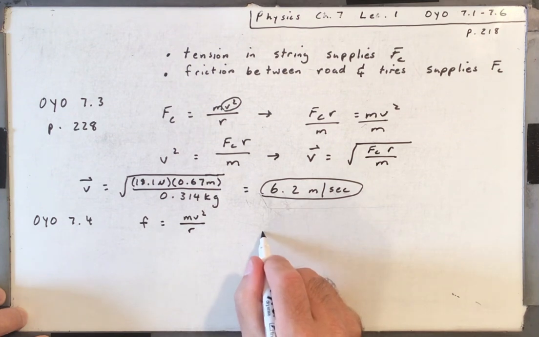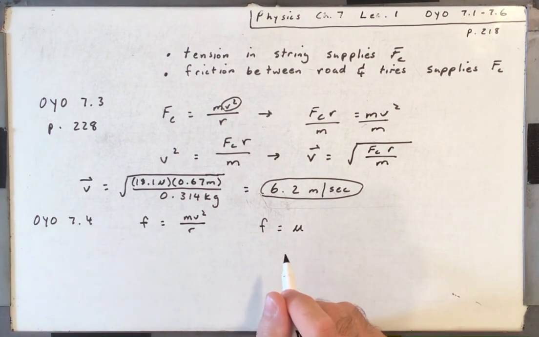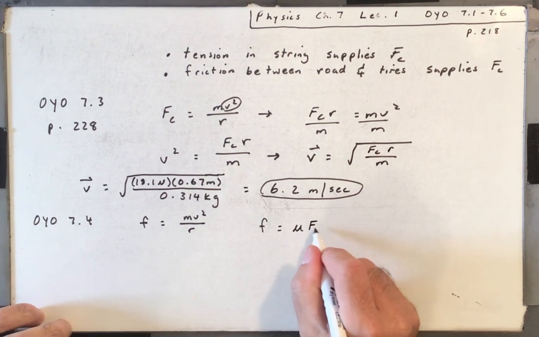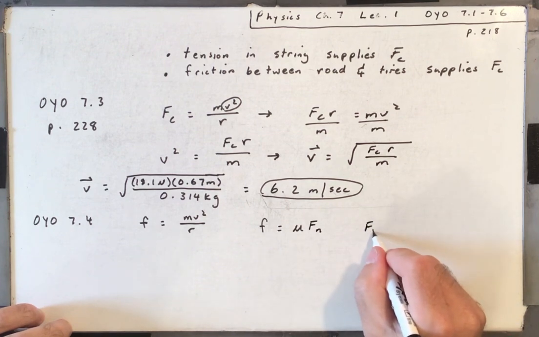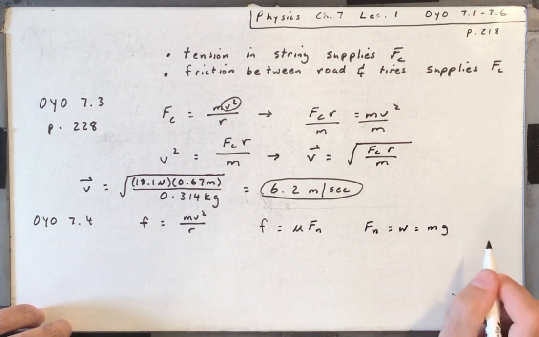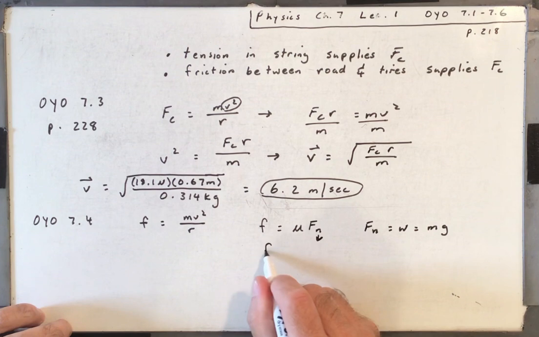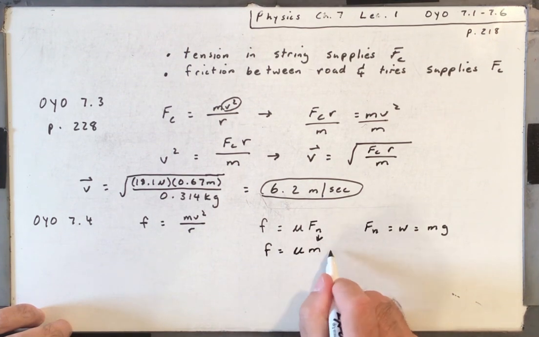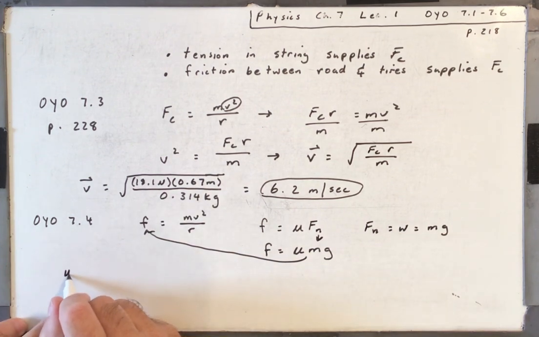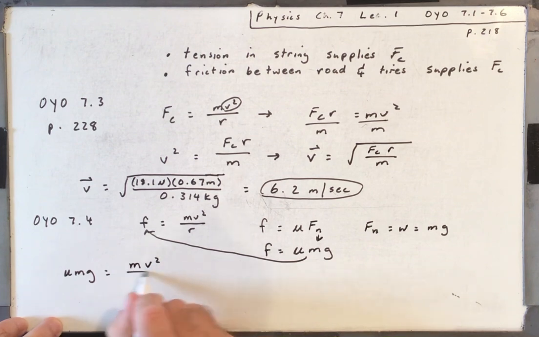Well, what is friction? We know that friction is mu, in this case it's mu sub k, but we're just going to say mu times the normal force. Well, what is the normal force? We're on a flat surface, so that's the weight, which is mass times gravity. So friction then is just mu times mass times gravity. So we can substitute that in right there. Mu times mass times gravity is equal to mv squared over r.